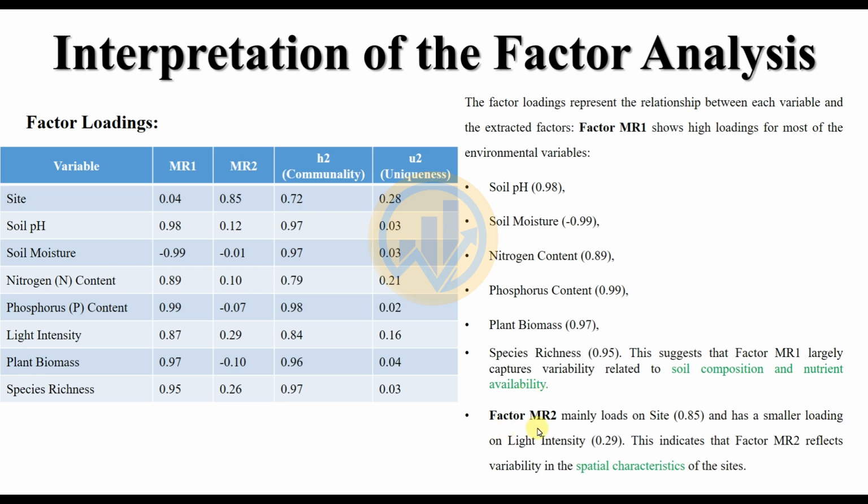Factor MR2 is mainly loaded on site, with a value of 0.85, and has a smaller loading on light intensity, 0.29. This indicates that factor MR2 reflects variability in the spatial characteristics of the site.